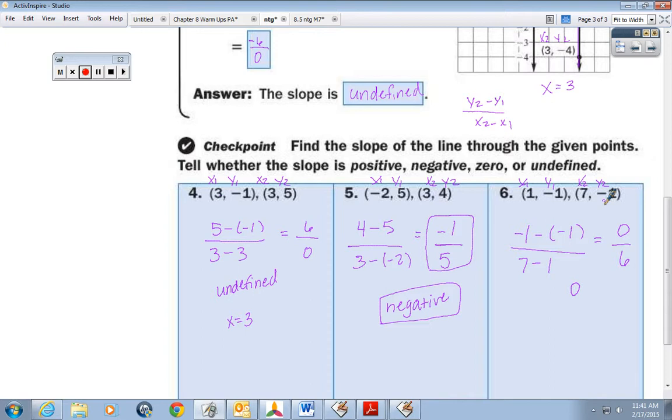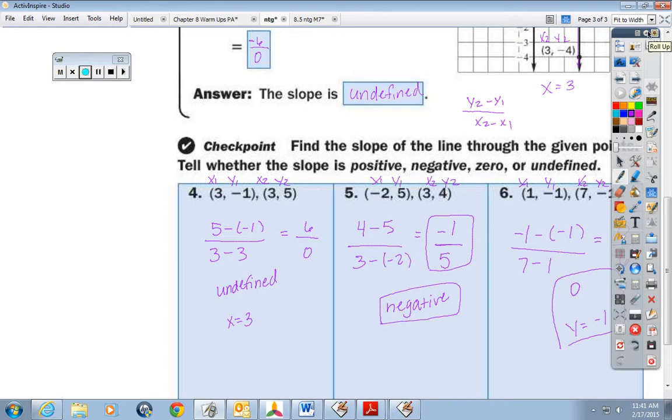Now, the other thing that you need to know for this lesson is what each line looks like. So I'm going to draw 4 little coordinate grids here, because this always comes up on a quiz or a test. It says, sketch a line that has a positive slope, sketch a line that has a negative slope, sketch a line that has a 0 slope, and sketch a line that has an undefined slope.